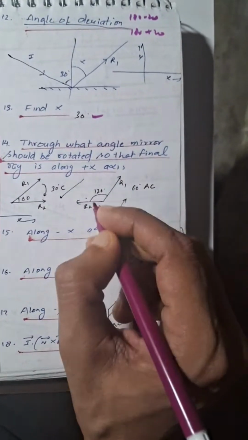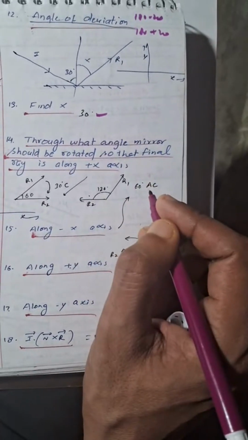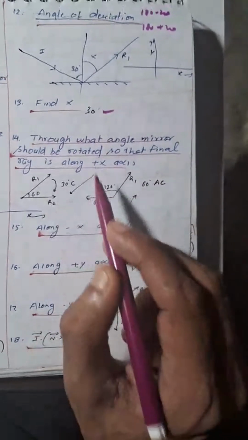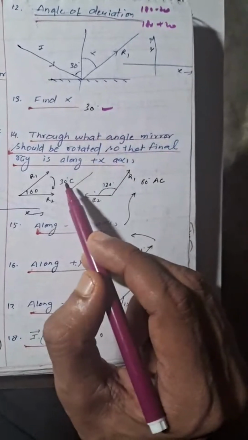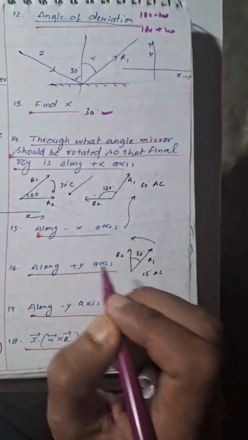In the next case, it has to be rotated by 120 degrees anti-clockwise, so the mirror has to be rotated by 60 degrees anti-clockwise. So for these we can answer: the first question will be 30 degrees clockwise, the second will be 60 degrees anti-clockwise, then is along plus y axis.